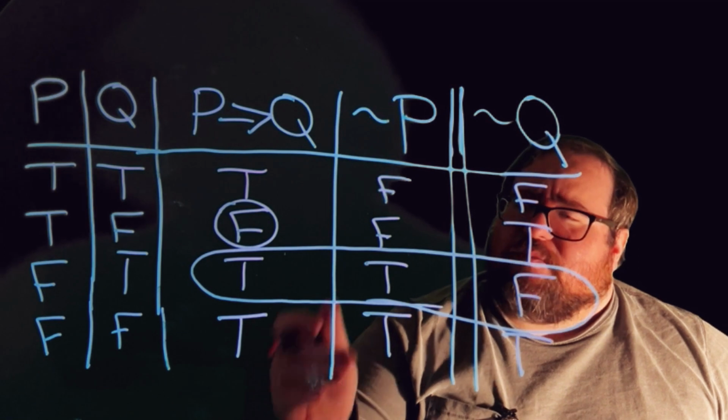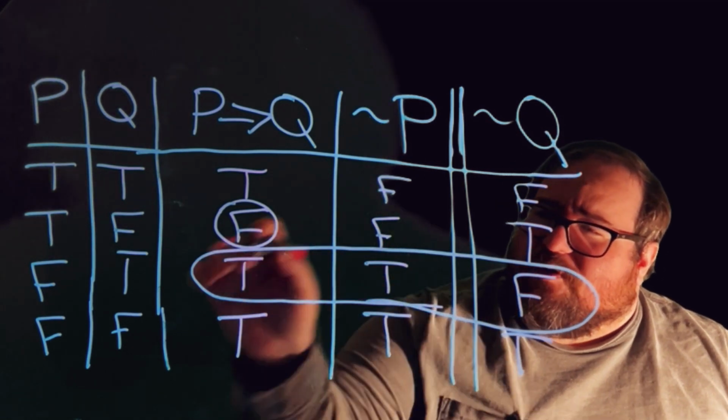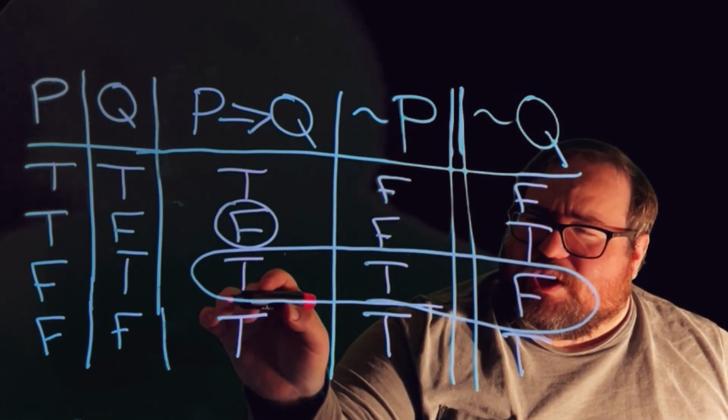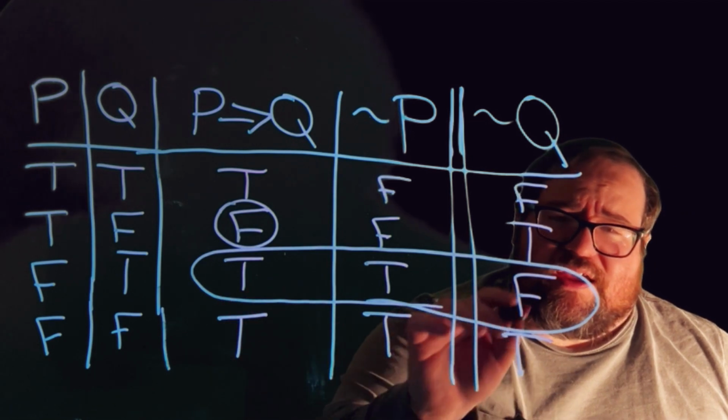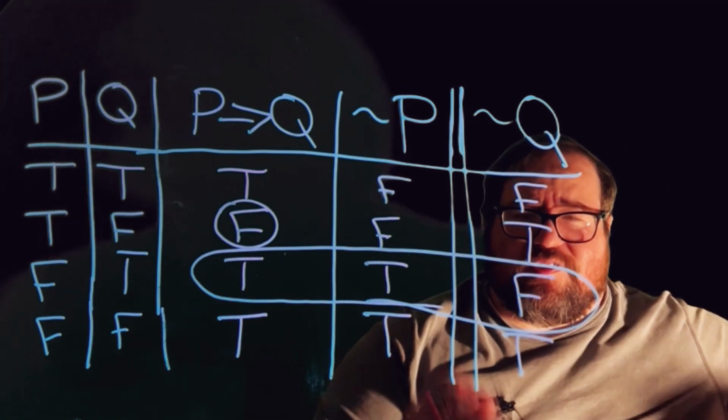This is an invalid argument because it has a situation where all the premises are true and the conclusion is false. So now that we've already talked about a relatively simple version of an argument and tried to find validity or invalidity using a truth table, we're going to try this with a little bit more complicated argument.